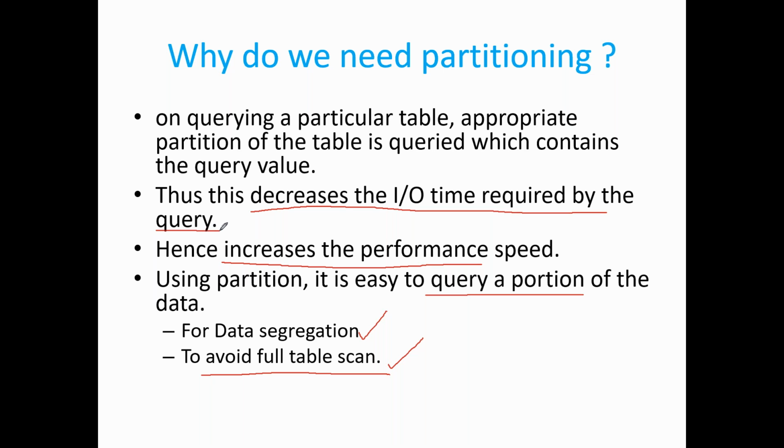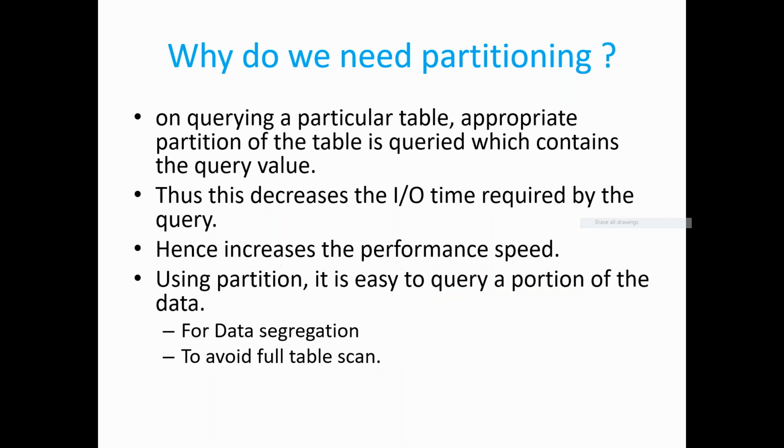Let me give you one more simple example. Suppose you wanted to meet one of your friends. You just know the street name, but not the exact house number. But somehow you have to meet your friend on that day. Then you don't have any other option. All you have to do is go through each and every house one by one, right? That's a tedious task. But if you know the exact house number, then you're going to go to that house, right? The same thing happens here. We are going to avoid the full table scan of your data by querying only the portion of the data that is required, not the entire data.